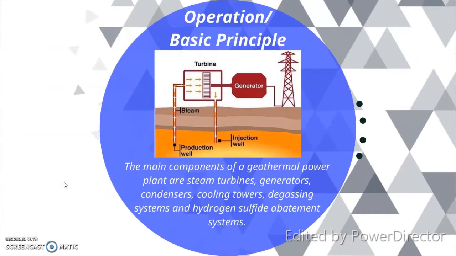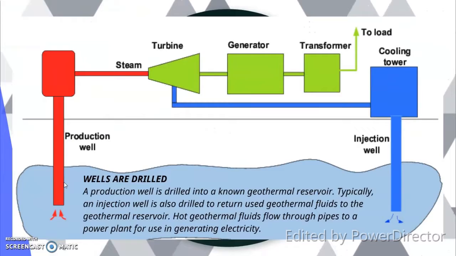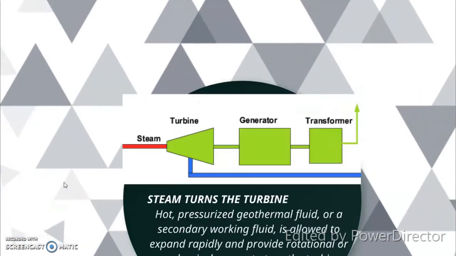Operation or basic principle. The main components of a geothermal power plant are steam turbines, generators, condensers, cooling towers, degassing system, and hydrogen sulfide abatement systems. A production well is drilled into a known geothermal reservoir. Typically, an injection well is also drilled to return used geothermal fluids to the geothermal reservoir. Hot geothermal fluids flow through pipes to a power plant for use in generating electricity.